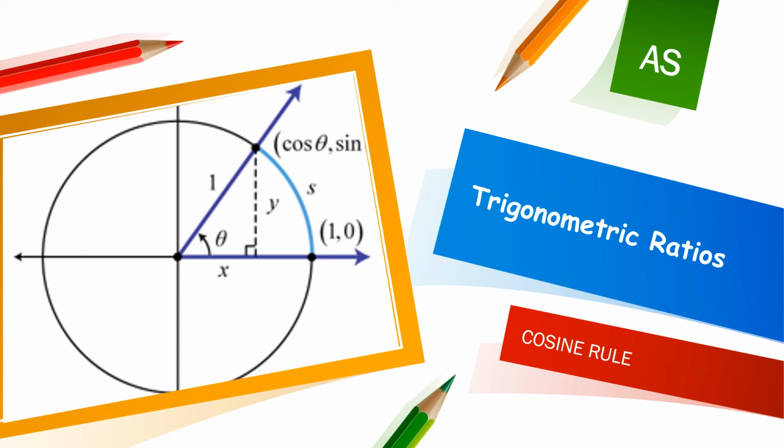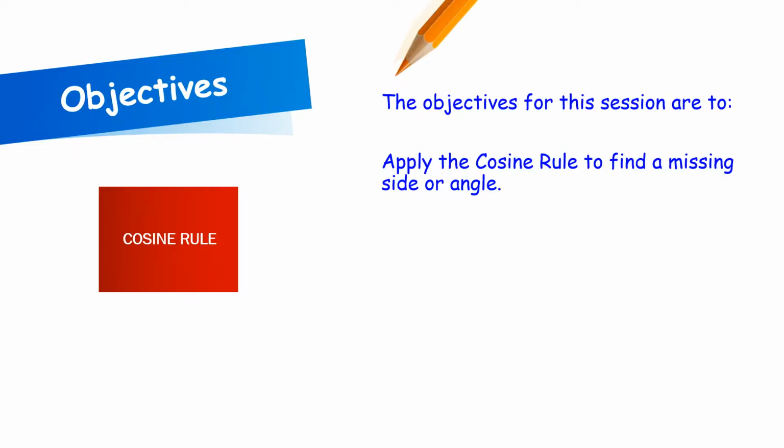Welcome to the session on trigonometric ratios, the cosine rule. The objectives for this session are to apply the cosine rule to find a missing side or angle.